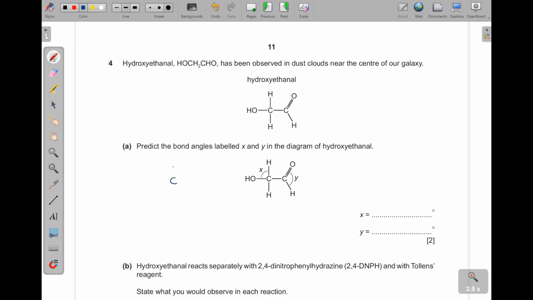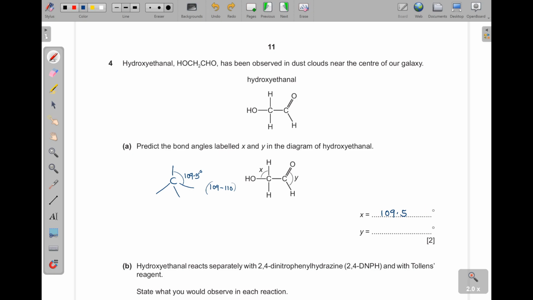If it is tetrahedral, all of these bond angles are going to be equal to 109.5, or sometimes they put 109 to 110. So if you put a figure within that range, that is it. So X has to be 109.5. I don't need to put degrees because it is already there.